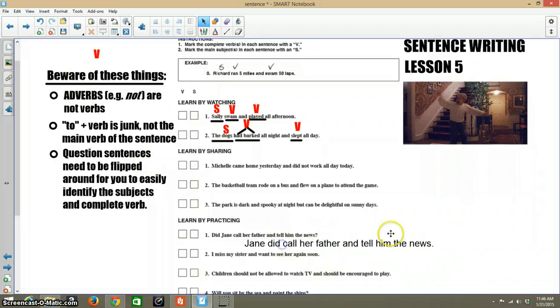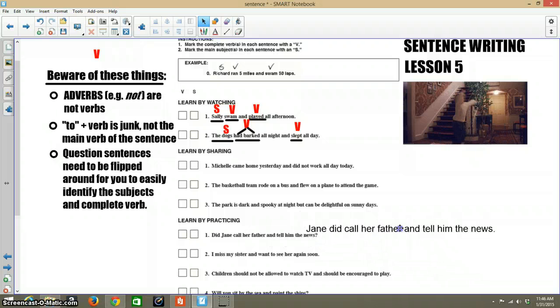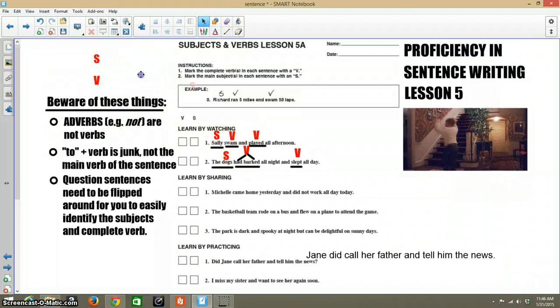Now, one thing to be careful of on this is that the second verb in this situation is not just "Jane tell him the news," because that doesn't actually make sense. It's "Jane did tell." So when you're going through this, you identify the subject, Jane. Your first verb is did call. Just going to put a V over top of that. And your second verb is different.